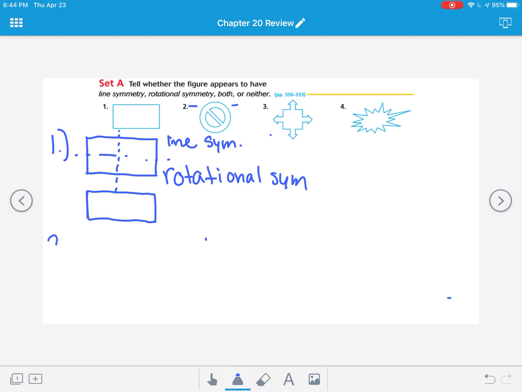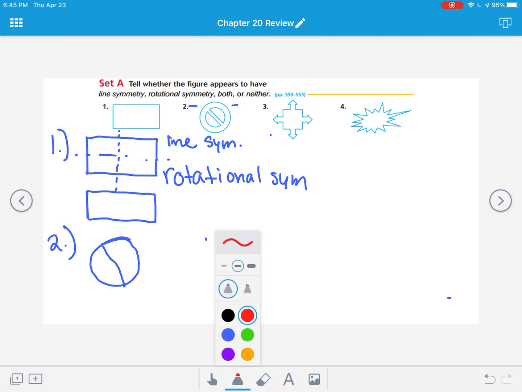All right, let's take a look at number 2. So we have this figure here. It looks like a do not cross sign. Let's talk about whether it has line symmetry. So if I were to split this straight up and down as it is, it would not look like it is symmetrical. If I split it like this, the center line doesn't line up perfectly.